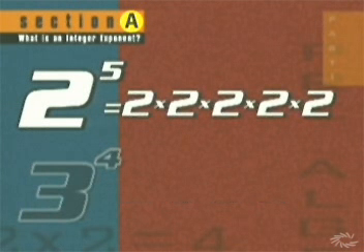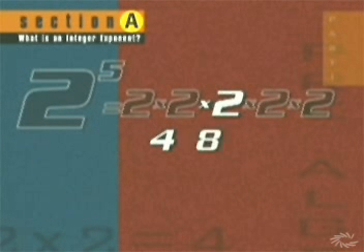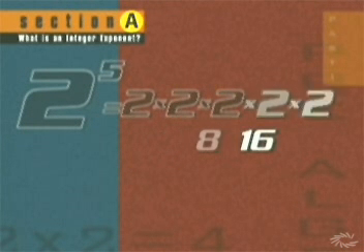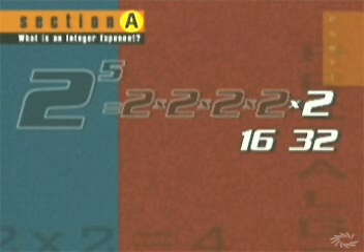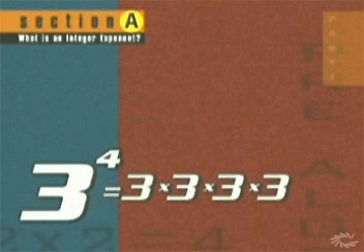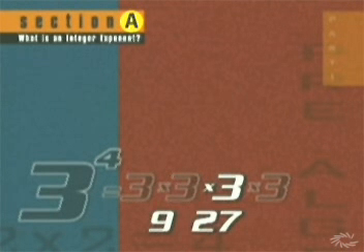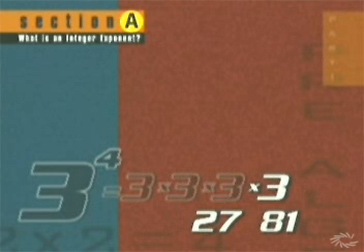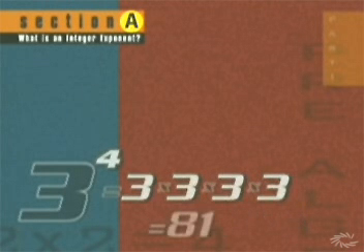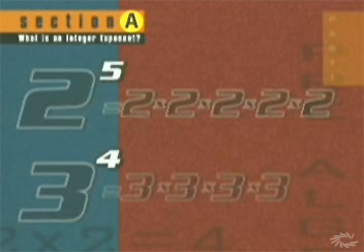When we multiply our first set out, we get 2 times 2 is 4, times 2 is 8, times 2 is 16, times 2 is 32. That's 5 2's, which equals 32. Now for the next one. 3 times 3 is 9, times 3 is 27, times 3 is 81. That's 4 3's, which equals 81. So, when we have an exponent, we multiply the base number the number of times indicated by that exponent.